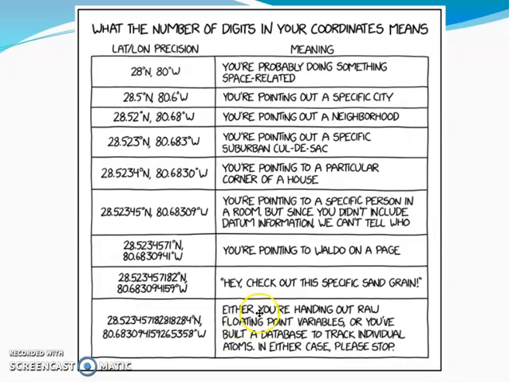More places past the decimal, either you're handing out raw floating point variables or you built a database to track individual atoms. In either case, please stop. So again, the more places you go past the decimal, the more precise you're able to be. You don't necessarily need to write this down, but this is a great way of trying to explain how precision relates to you or how precision relates to science. So keep that in mind.